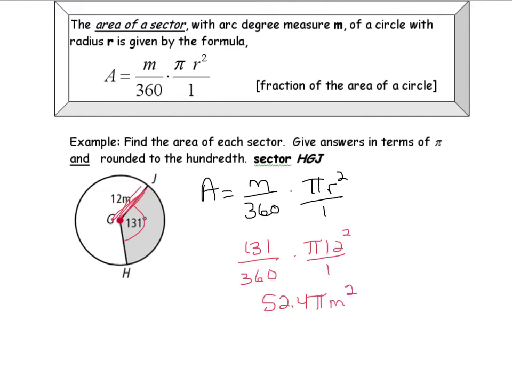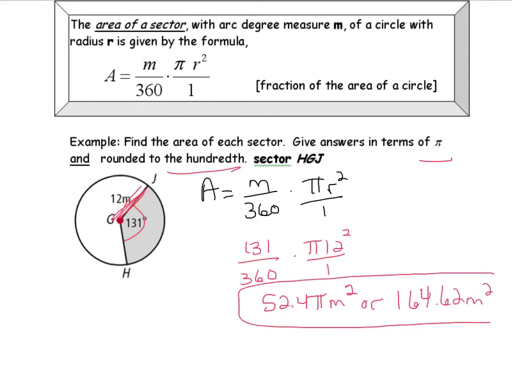Now that's in terms of pi. If I wanted the nearest hundredth, just multiply through by pi, and you get 164.62 meters squared. All right, so one more time, you're going to take the top numbers, 12 squared, so it's 144 times 131, and then divide it by 360. That's where I get the 52.4 from. Then, to find the nearest hundredth, you multiply through by pi.